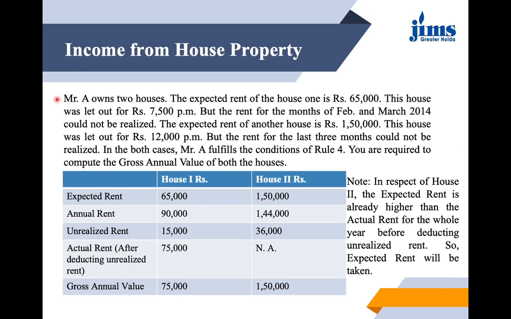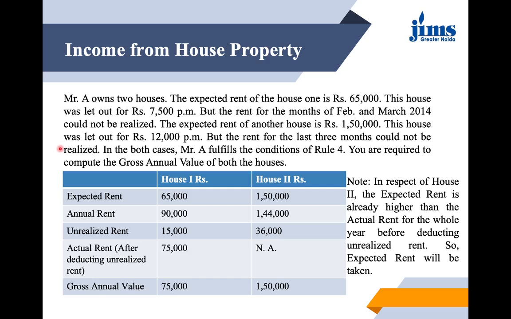Now let us see this question. Mr. A owns 2 houses. The expected rent of the house is rupees 65,000. This house was let out for rupees 7,500 per month, but the rent for the month of February and March 2014 could not be realized. So there is unrealized rent in this case. The expected rent of another house is 1,50,000. This house was let out for rupees 12,000 per month, but the rent for the last 3 months could not be realized.